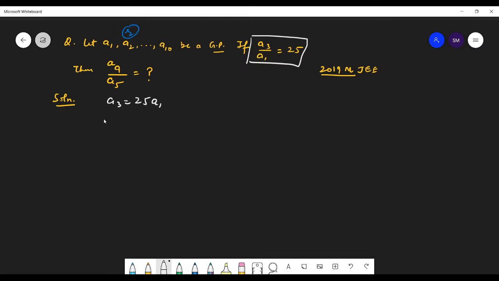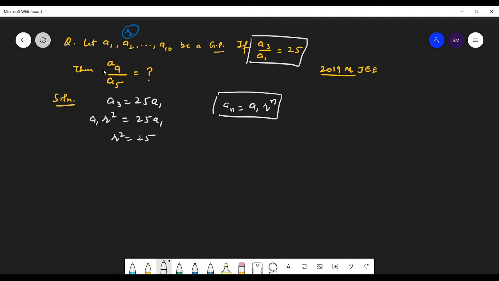What is A3? The nth term in a GP is A1 R raised to the power n minus 1. So what will be A3? A1 R square. So you get R square is equals to 25.